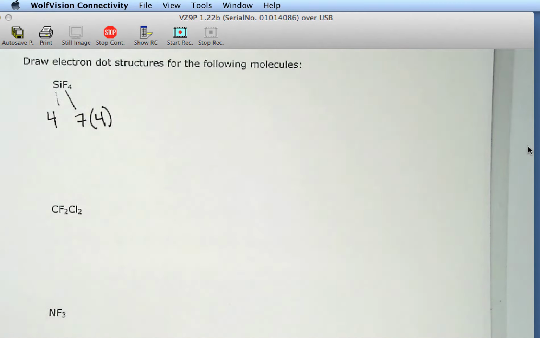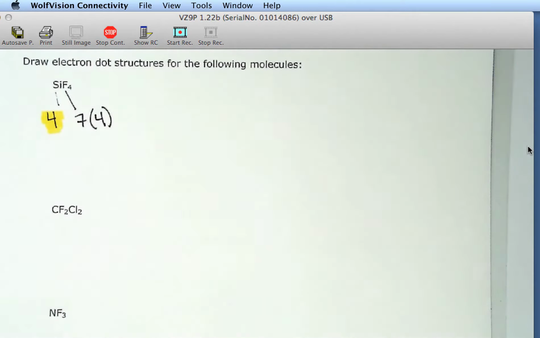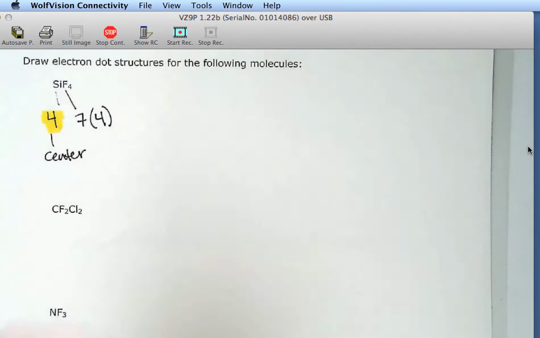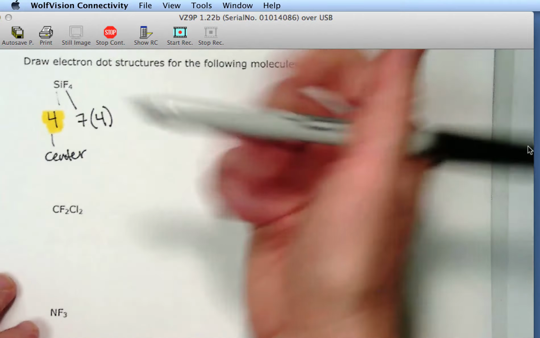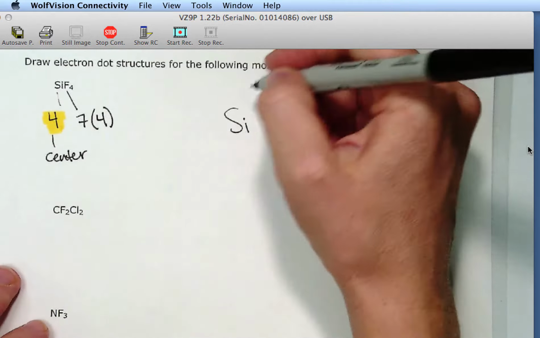Okay, so think about it this way. The one that has the least number of valence electrons, with the exception of hydrogen, is going to be in the center. So this one's going to be in the center. And it also doesn't have a number behind it, so it stands out by itself. There's only one of them. That's how I remember it. That's a good point.